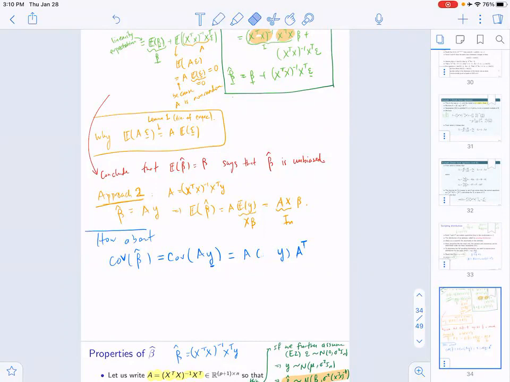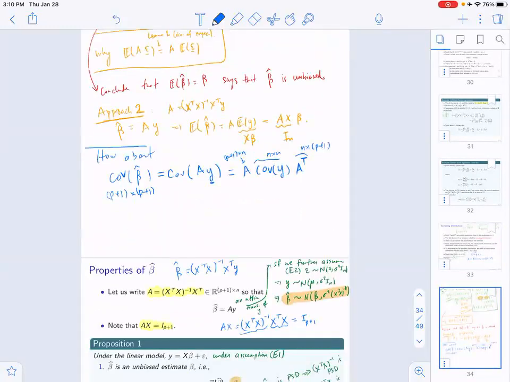So now this is an n by n matrix, so things work out. A is p plus 1 by n, and A transpose would be n by p plus 1, and the result is p plus 1 by p plus 1, because those are the dimensions of beta. So everything works out here. So what is the covariance of y now? It's sigma squared times I. Yes, sigma squared times I.